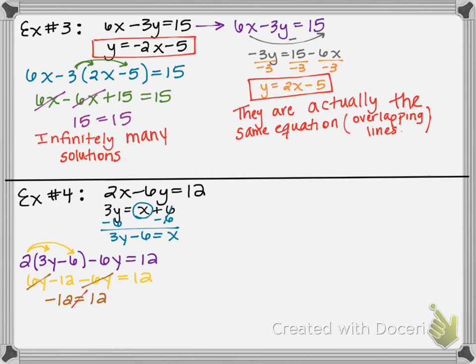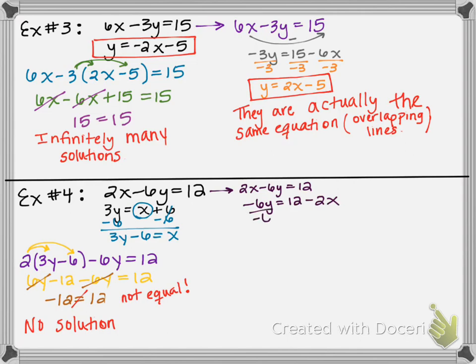The numbers are the same, but one's negative and one's positive, so they're actually not the same value. It's not like example 3 where it was 15 equals 15. Now it's negative 12 equals positive 12. So since those two are not equal, this is impossible. We just write no solution. We don't have any possible answer here. When we solved by graphing the other day, we saw that the only time that we had a no solution problem is if the two lines were parallel.